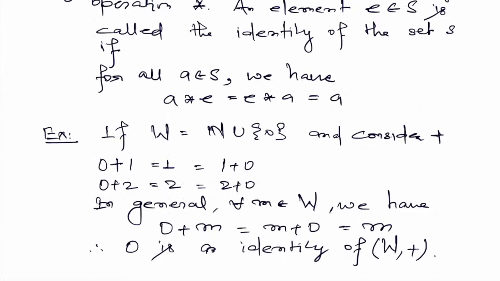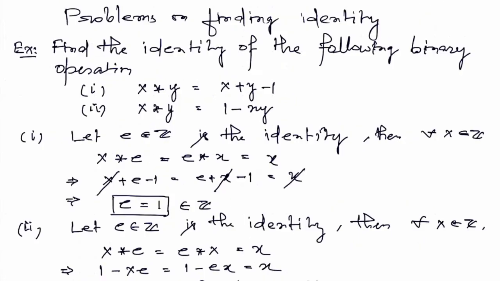Now look at an example from the set of natural numbers union with 0, and consider the plus operation. Then we know that if you take any number and add 0 to it, it will not get affected. You will basically get the same number. So 0 is an identity of this set W. Now we will look at some binary operations and we will try to find their identity. Identity may not exist as well. We will look at some examples of that as well.